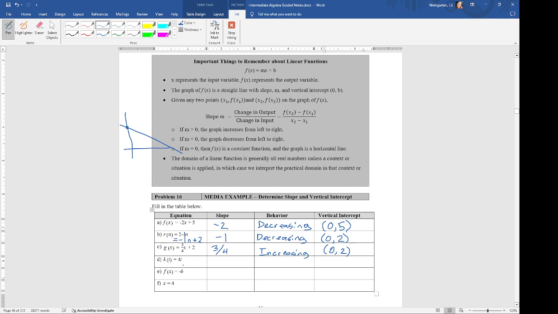Letter D is a little bit tricky. We do see our input is t. There's a 4 attached to it, so therefore the 4 is our slope. The 4 is positive, so it's increasing. But what is our vertical intercept? There's nothing over here. Well, there's always an invisible 0 added on to anything. Therefore, if we plug 0 in for t, we're going to be left with a 0. So our vertical intercept is 0, 0.